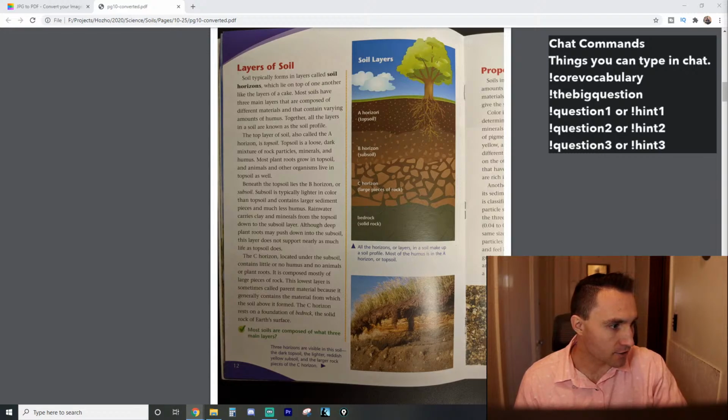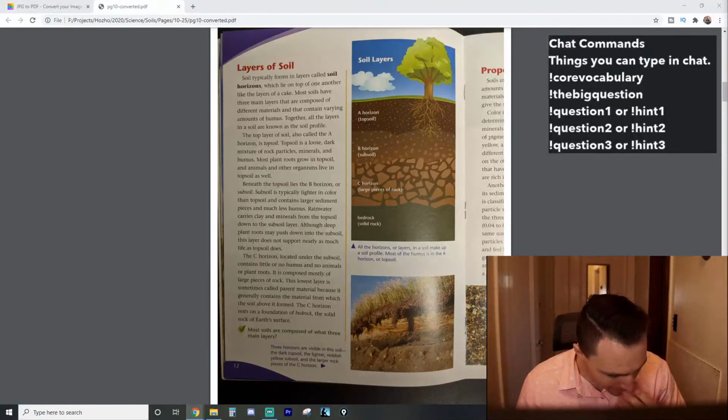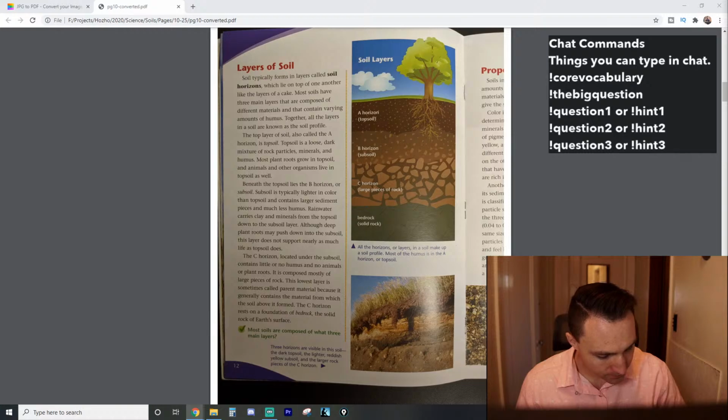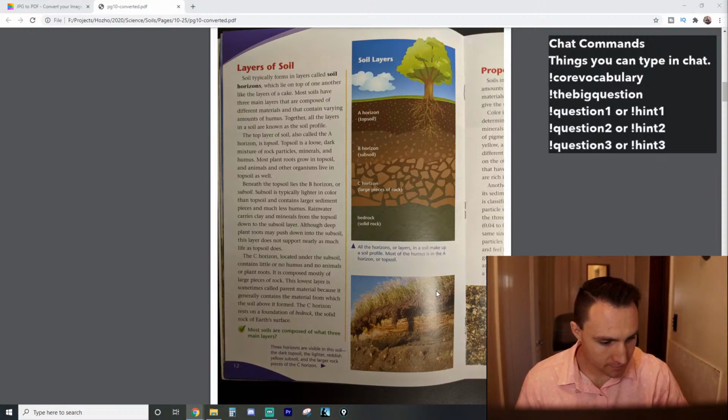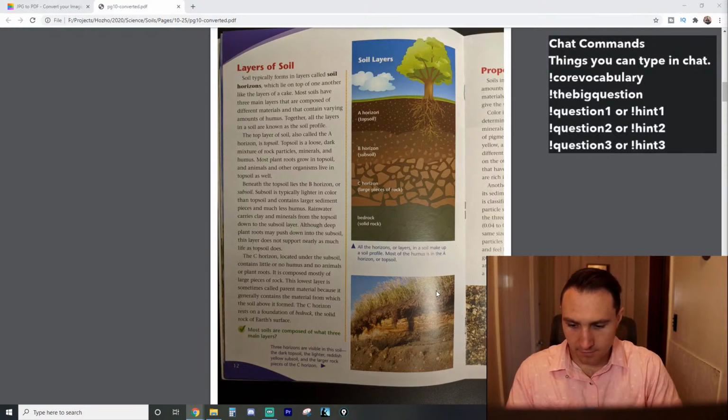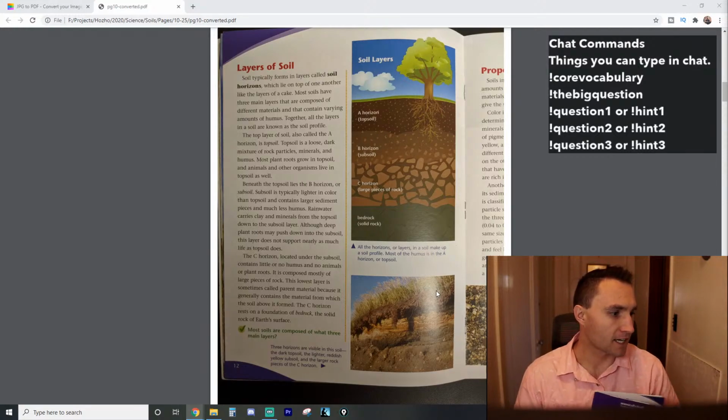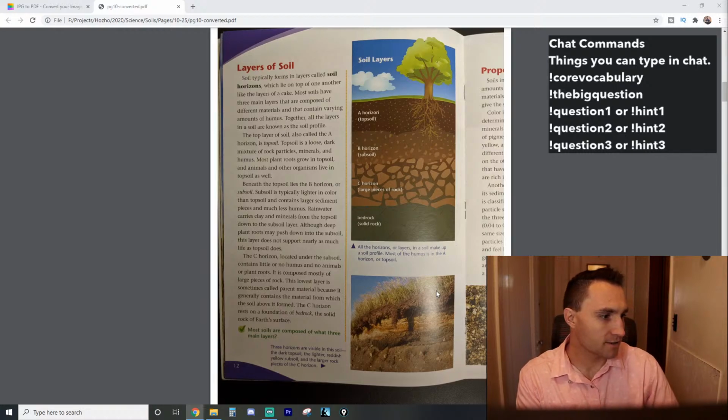So see if you could answer question 1. What do we usually mean by the word horizon? And then we'll have question 2, which is, what direction does a soil horizon go? Anybody can answer those questions?